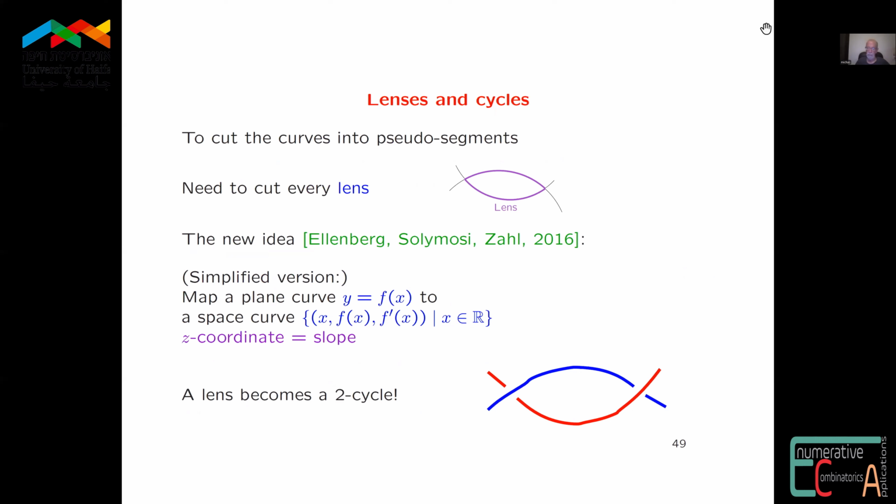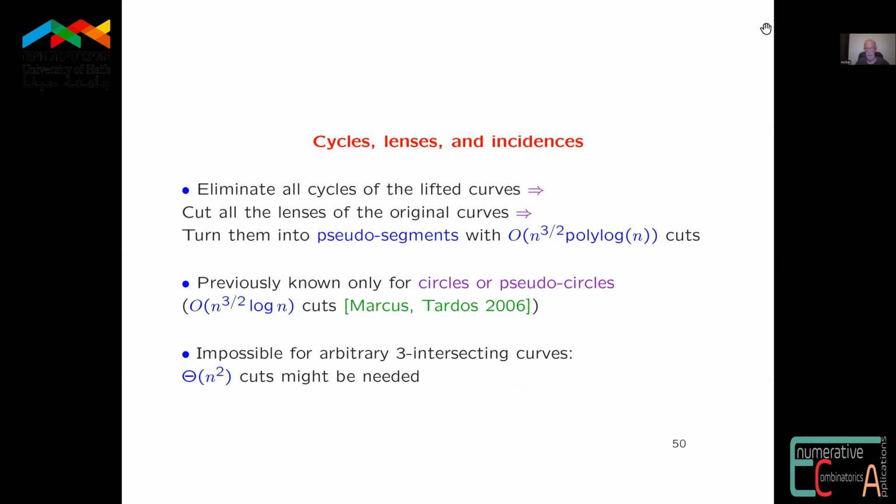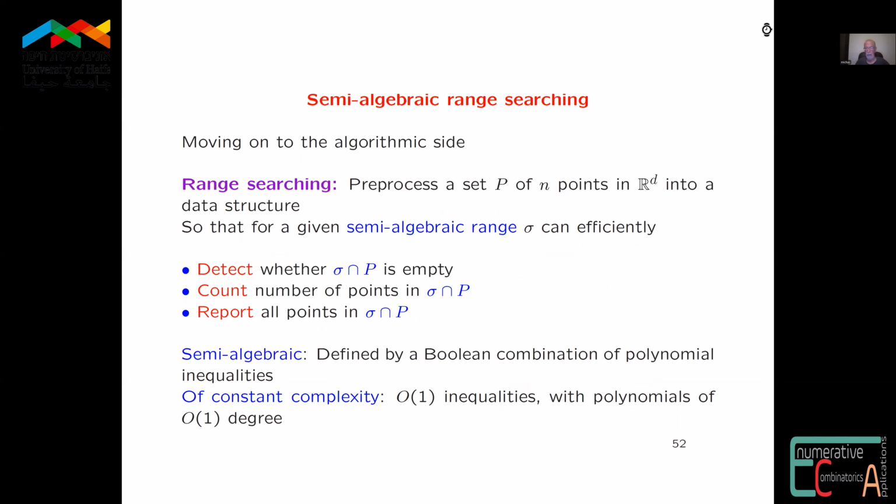Because of a beautiful transformation by Ellenberg, Solymosi, and Zahl that takes curves in the plane and maps them into curves in 3 space, and that somehow you get cycles. Again, this requires a few minutes that I don't have. Let me just ask you to believe me that this is another interesting development. And let me go up to the last part of the talk, the algorithmic. Again, this is a combinatorial conference and people may not be interested in algorithms, but I am.